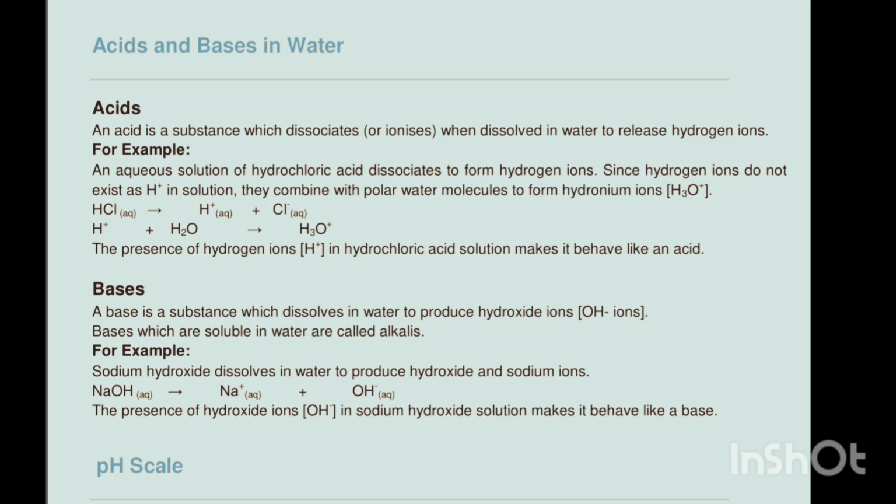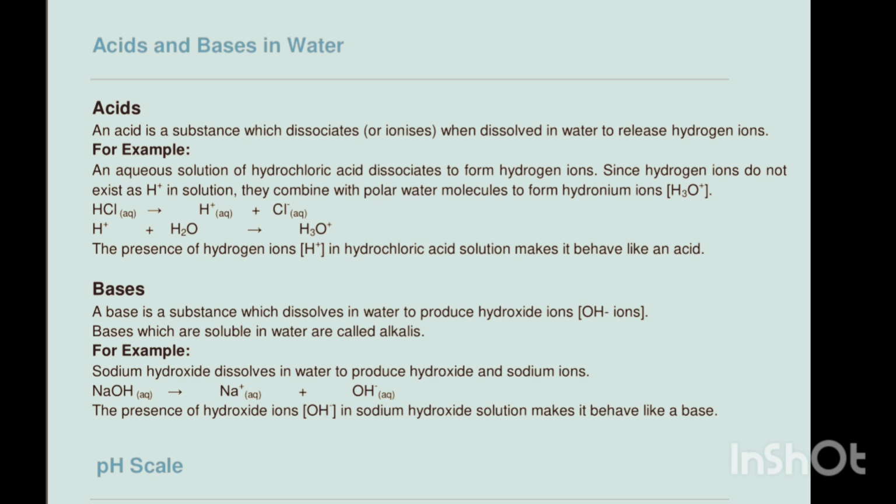Next, let us learn about acids and bases in water. First, acids. An acid is a substance which dissociates or ionizes when dissolved in water to release hydrogen ions. Example, an aqueous solution of hydrochloric acid dissociates to form hydrogen ions. Since hydrogen ions do not exist as H+ in solution, they combine with polar water molecules to form hydronium ions, that is H3O+.